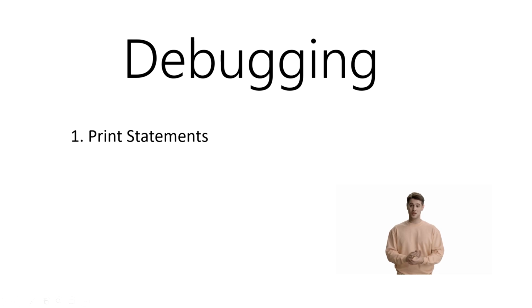Print statements. Using a print statement might be the simplest way to debug code. Once you've tracked down where you think the bug is occurring in your code, you can add a print statement to print out the value of the variables around the bug to determine why the bug might be happening.